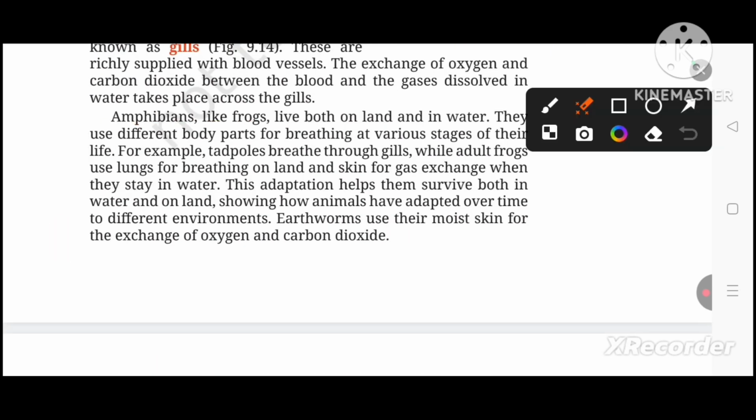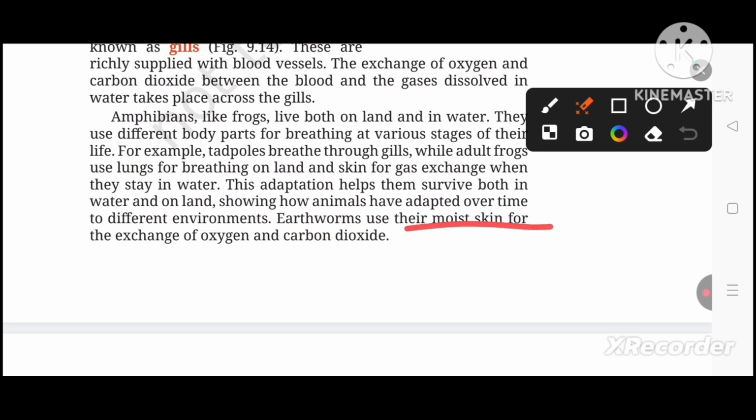Frogs live in both water and on land. They use different body parts to breathe at various stages in their life. For example, the tadpole, a larval stage of a frog, breathes through gills, while the adult frog uses lungs for breathing on land, and the skin for gas exchange when it stays in the water. These adaptations help them to survive in both water and on land, showing how animals have adapted over time to difficult environments.